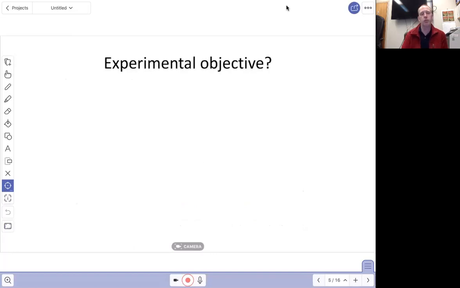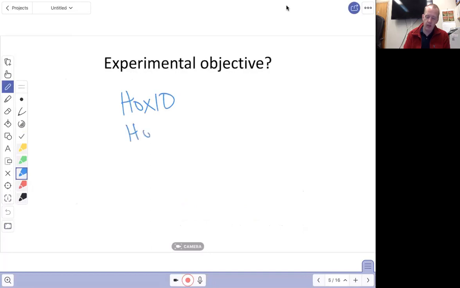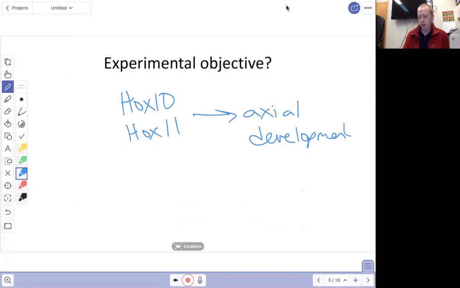So that's the experimental objective. The scientists want to know, in this case particularly, how do the HOX10 and HOX11 paralogs influence axial development? And really, a bigger question is, do they influence axial development? There are studies from other systems that suggest they do, and from mice as well, not just other systems. But that's a big question. What do these alleles and paralogs do?